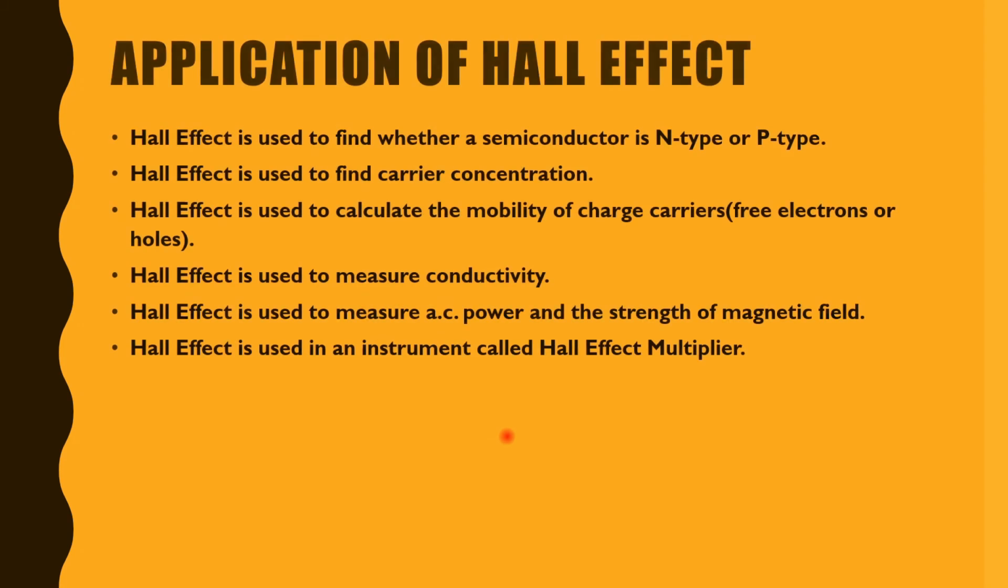So now let's move on to the applications. There are basically 6 types of application. Hall effect is used to find whether a semiconductor is N type or P type. It is also used to find carrier concentration. It is also used to calculate the mobility of charge carriers, that is free electrons or holes. Hall effect is also used to measure conductivity, AC power and the strength of the magnetic field.